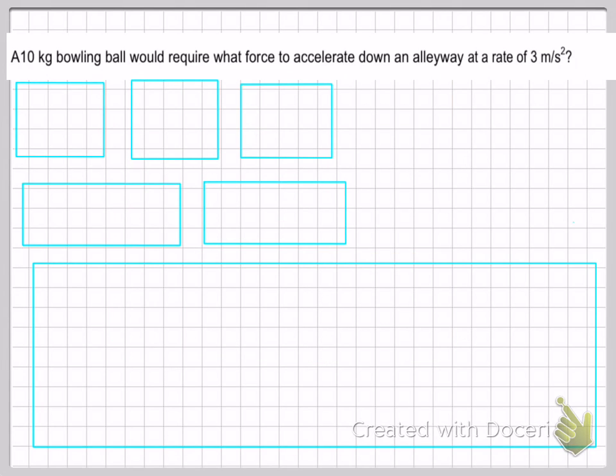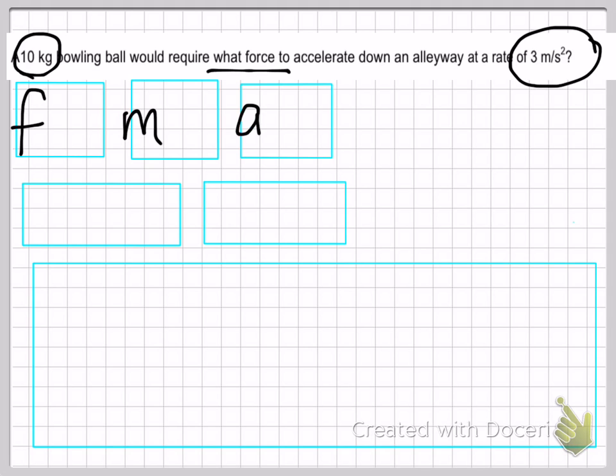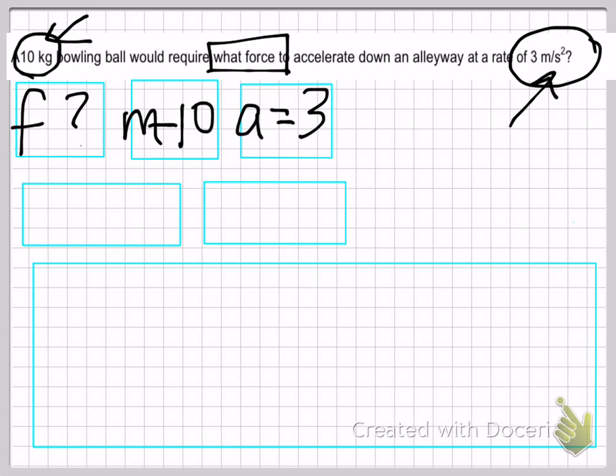Let's practice now. This problem says a 10-kilogram bowling ball would require what force to accelerate down an alleyway at a rate of 3 meters per second squared? We have 2 numbers given for us and 1 number missing. Our force is the one that's unknown. It says what force? Kilograms tells us that this is our mass, so our mass number is 10. Meters per second squared is our acceleration unit, so we know our acceleration is 3.